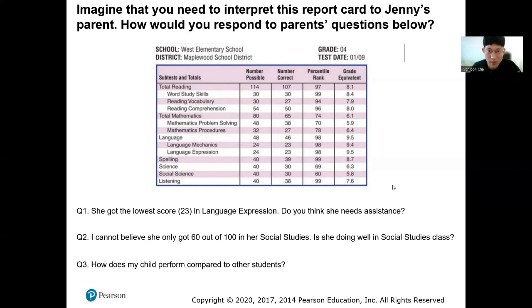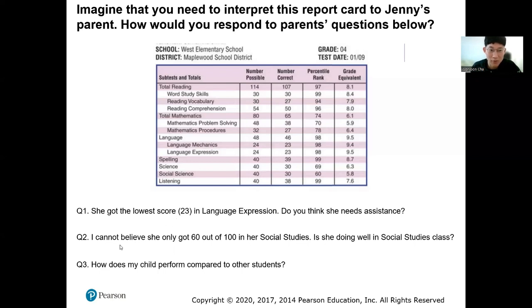So first, let's look at the report card. The first question of the parent is, oh, Jenny got the lowest score, which is 23, in language expression. Do you think she needs assistance? How would you respond? Well, 23 is a raw score, which means she got 23 out of 24. So Jenny only got one question wrong. So I would definitely tell them that she does not need assistance and she needs more compliments.